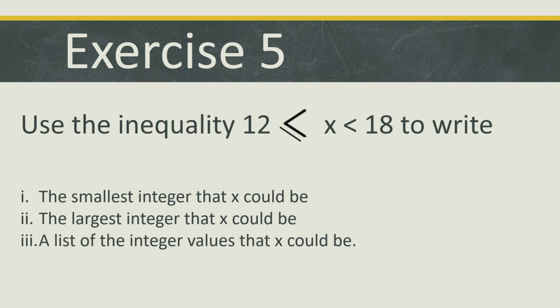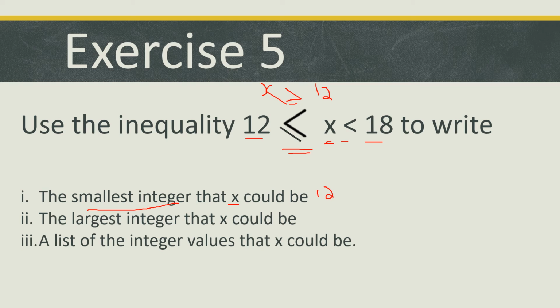For exercise 5, we have to use the inequality 12 is less than or equals to x and x is less than 18 to write the smallest integer that x could be. So we know that x could be equals to 12 or greater than 12. So the smallest integer that we could provide is 12 itself.